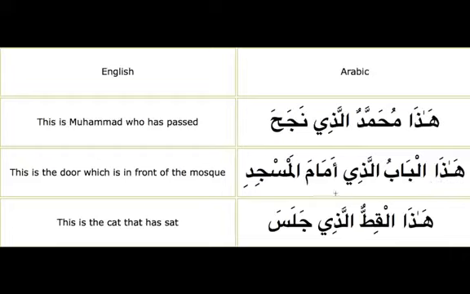هذا الباب الذي أمام المسجد. This is the door that, or you can say which. When you use it with an object we translate الذي as which, is in front أمام المسجد, which is in front of the masjid. هذا القط, this cat, الذي جلس, that has sat. So this is how we have الذي, ism mawsul, and silatul mawsul, both together.